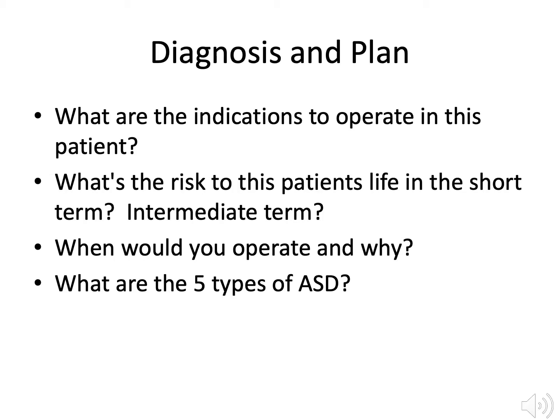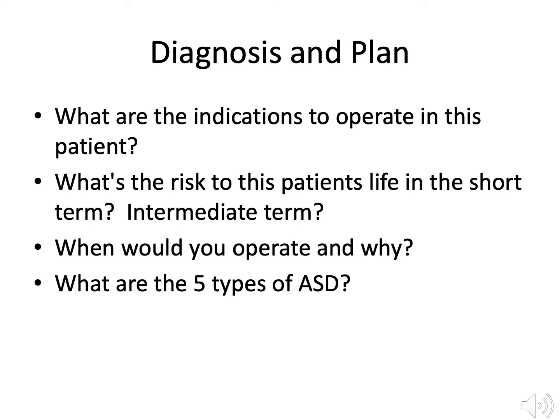So we're being asked a series of questions now by the examiner. The first question is, what are the indications to operate in this patient? Since they're not experiencing any symptoms of congestive heart failure and no failure to thrive, and the fact that they've been growing, they have no immediate indication for an operation. Their QP-QS ratio is elevated, and their echo did demonstrate right ventricular overload, so they will need an operation at some point, just not in the immediate future.